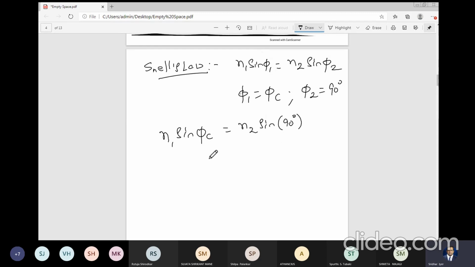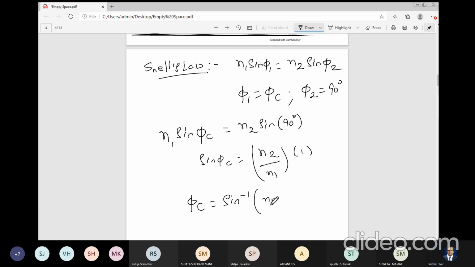Right? We know sine 90 is 1. Therefore, if I cross multiply and take this N1 to the other side, sine phi c becomes N2 by N1, since sine 90 is 1. Or phi c is just sine inverse of N2 by N1. So this is your critical angle, which is sine inverse N2 by N1.